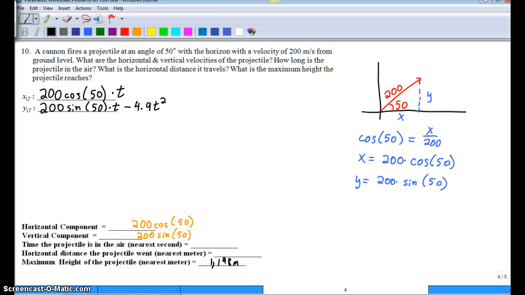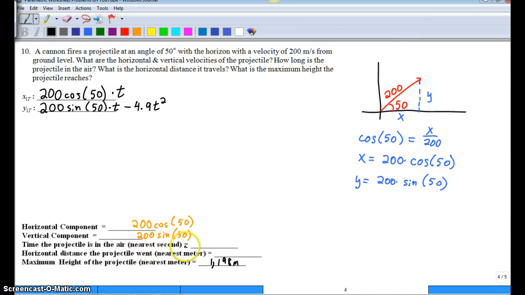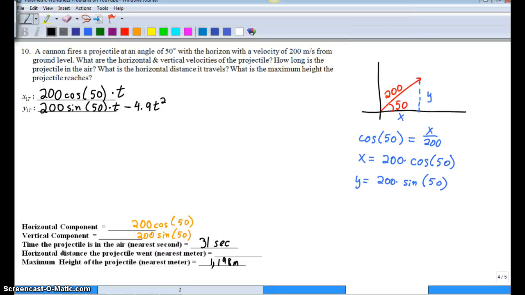So if we go back, the question at hand was, time the projectile is in the air, which was 31.3 to the nearest second, 31, so 31 seconds. So I would say then our final step is looking at the horizontal distance traveled. That was that 4,019. And if you look at it, it says just to the nearest meter. So yeah, 4,019.